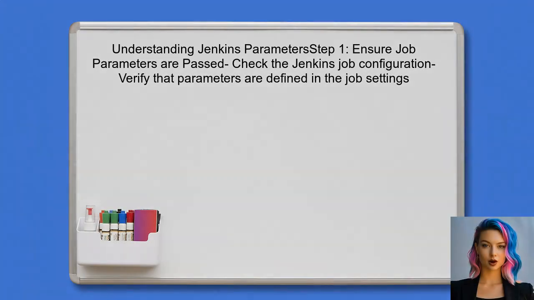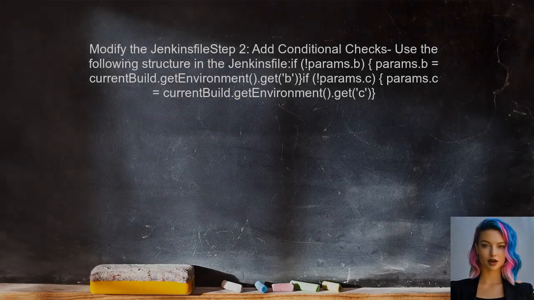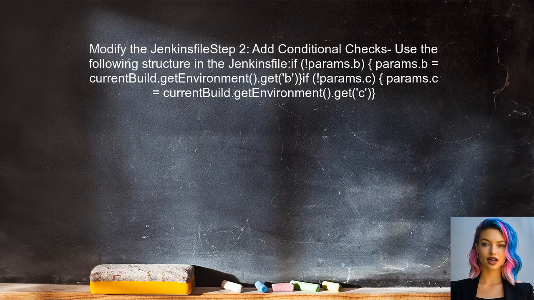To address the user's issue, we first need to understand how Jenkins handles parameters in pipelines. The user should ensure that the parameters defined in the Jenkins job are correctly passed to the pipeline. Next, the user should modify the Jenkins file to include a conditional check for the parameters. This will help prevent the pipeline from overriding the job parameters when they are not specified.